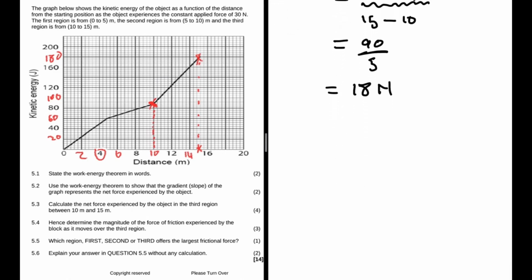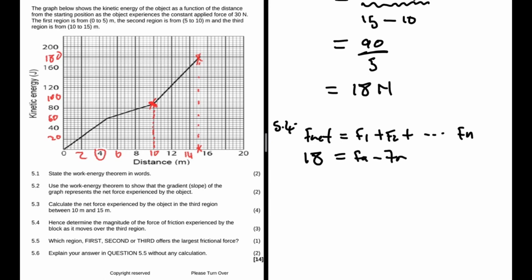Now let's move forward and do 5.4. 5.4 says, hence determine the magnitude of the force of friction experienced by the block as it moves over the third region. So force of friction. So we know that F net is equals to F1 plus F2 to some Fn, depending on the number of forces you have, right? So on that region, 10 to 15, we know that the F net is 18 Newton, right? So we have force applied minus friction. We're saying minus friction because it opposes the motion, right?